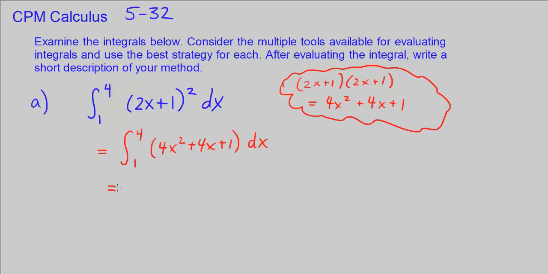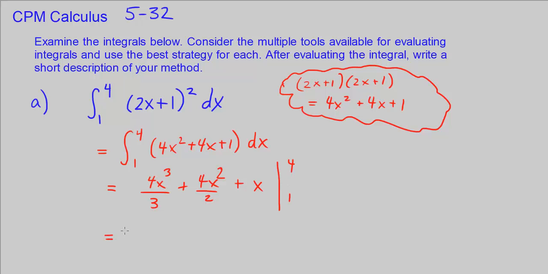Okay? After we expanded the binomial, we can use the integration rule, the opposite of the power rule, to integrate each term separately. So this 4x squared becomes 4x cubed divided by 3, plus 4x squared divided by 2, plus 1x divided by 1, or we can just write this as x. And we're taking it from 1 to 4.